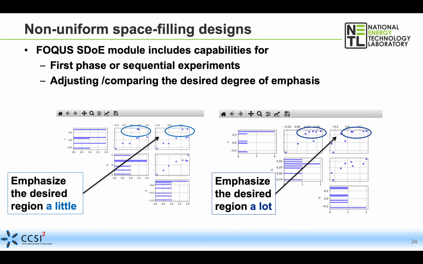Within the FOQUS SDoE module, we do again have capabilities for non-uniform space filling designs, whether it's a first phase or a sequential, and the experimenter can tune how much emphasis is placed on different regions. You can see in this figure in the lower left, we've emphasized the upper right-hand corner of the design space a little bit, but as we move over to the right, we've dialed up that knob and we're emphasizing that space even more. So there's some flexibility to how much emphasis we want to put on that available in the module as well.